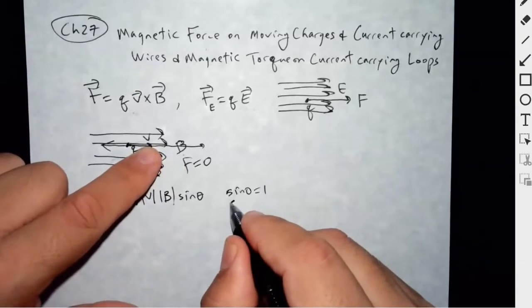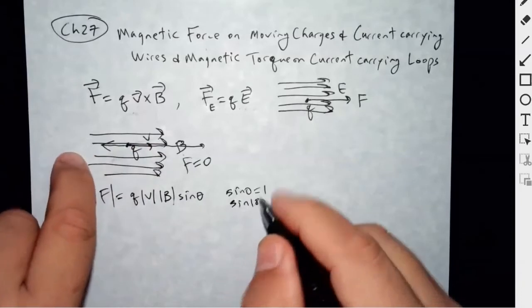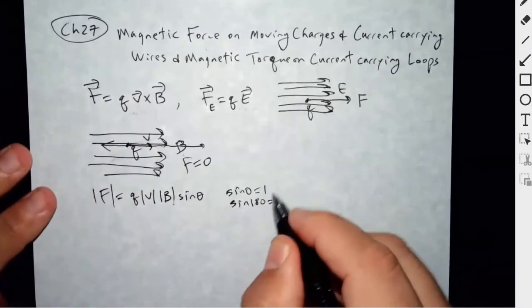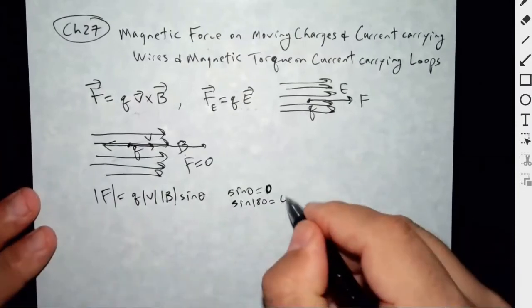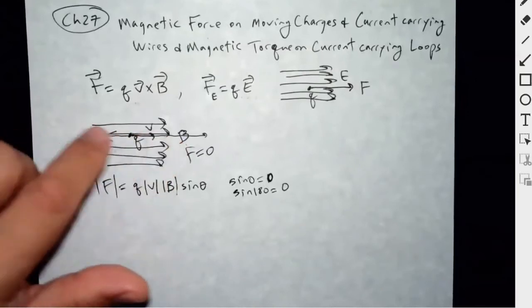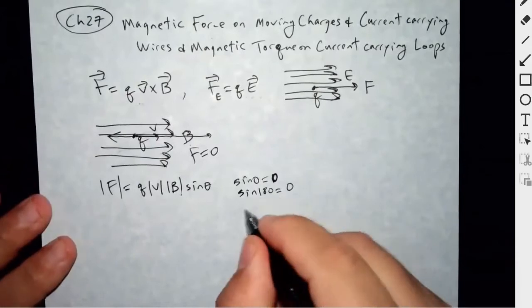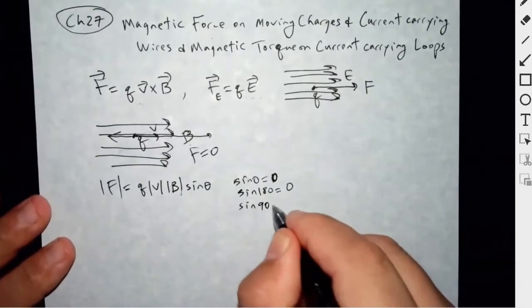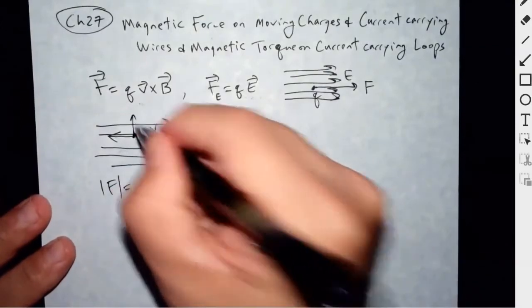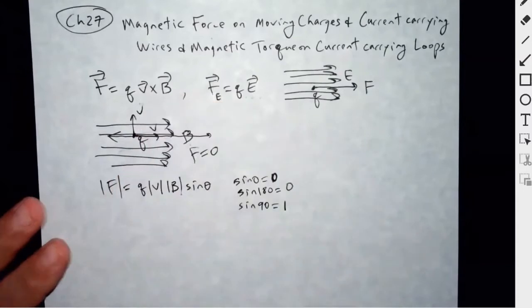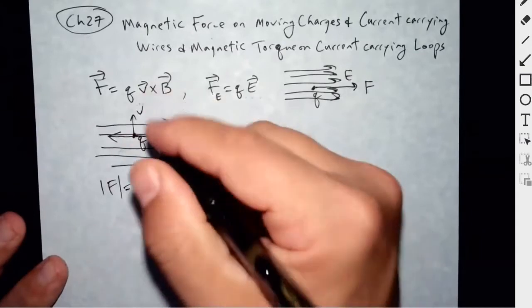And then sine of 180, if the charge is moving the opposite direction, is also 0. So that means the force experienced by that charge is 0. The maximum force will be experienced by the charge when the angle is 90. If the charge is moving this way, or this way, that will be the maximum force experienced by that charge.